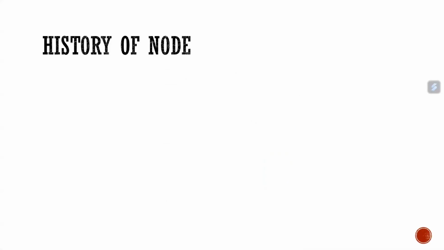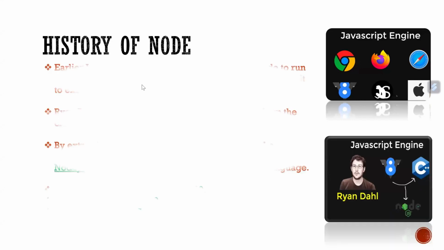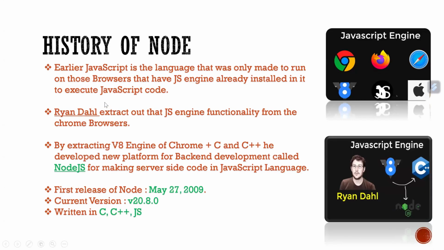So now next is the history of Node. These are the 6 points. Now I will read my first point. Earlier, JavaScript was a language that was only made to run on those browsers that have a JS engine already installed in it to execute JavaScript code.